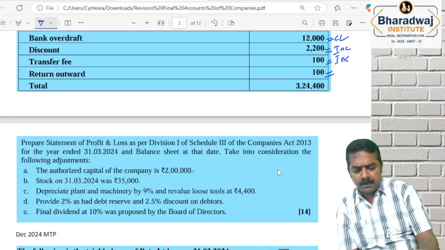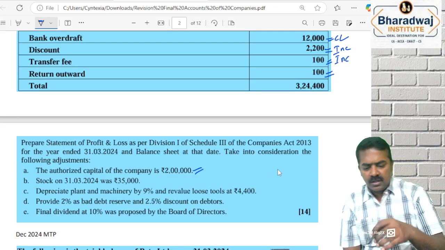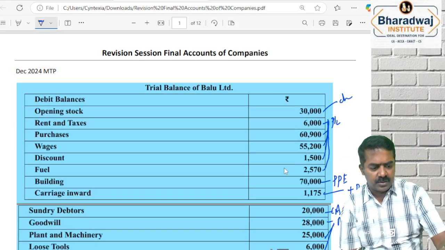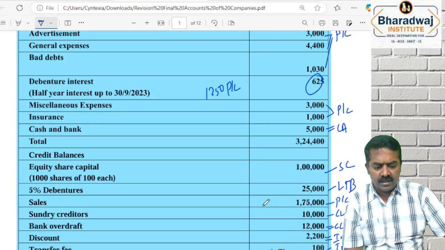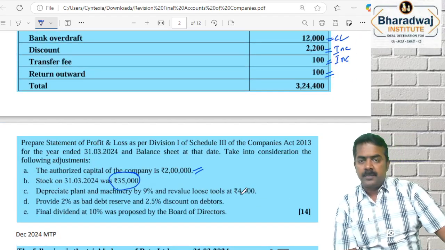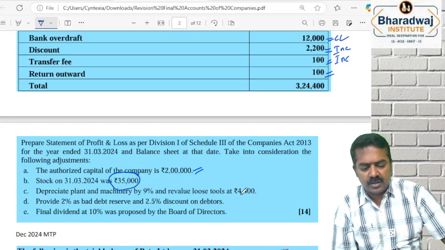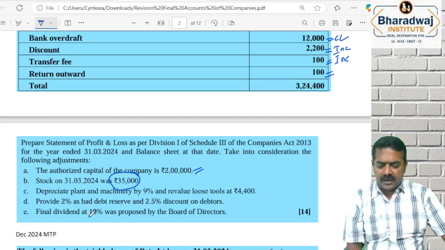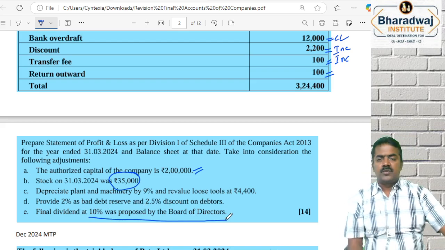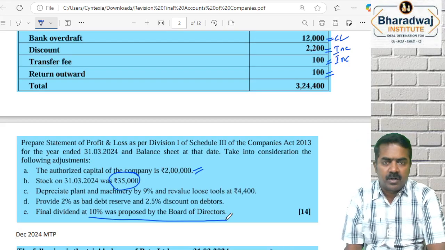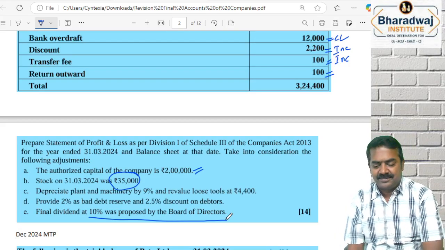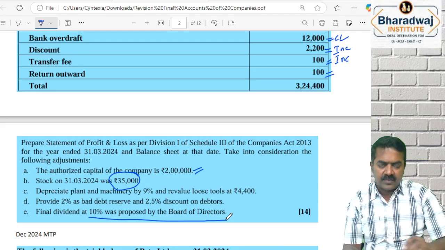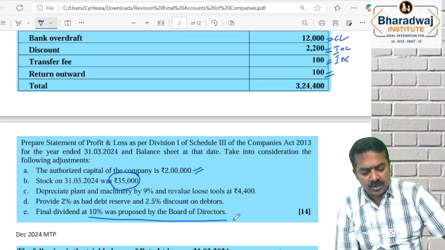Then authorized capital of the company is just a notes to accounts. Closing stock, you see 35,000. What was the opening stock? 30,000. So we'll record this in change in inventory in P&L account. Then depreciations will come in P&L account as well as in balance sheet. Provide for bad debts and discount, it will come in P&L account. The final dividend proposed by board of directors, where it will come? Correct. Notes to accounts. It will appear in notes to accounts.